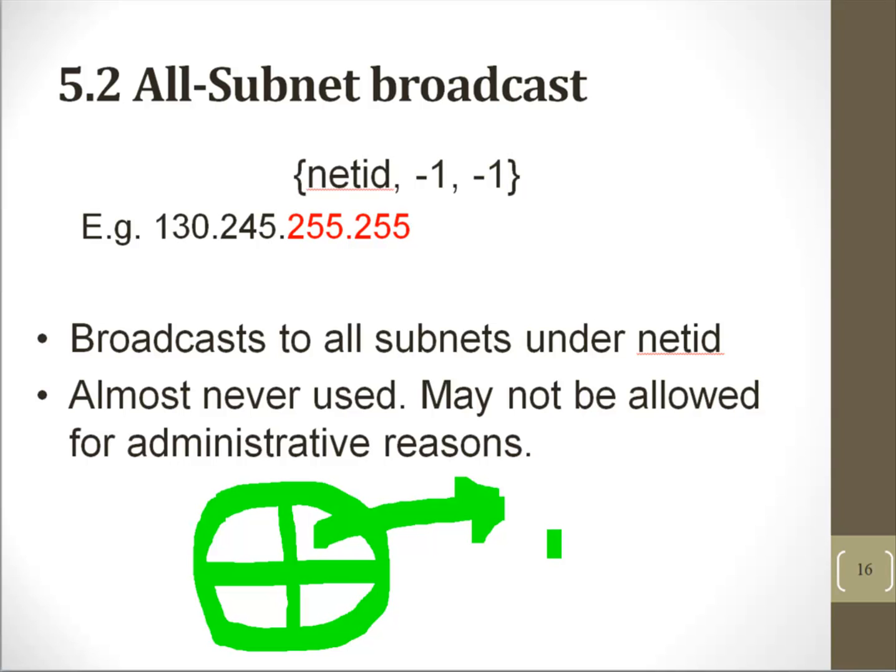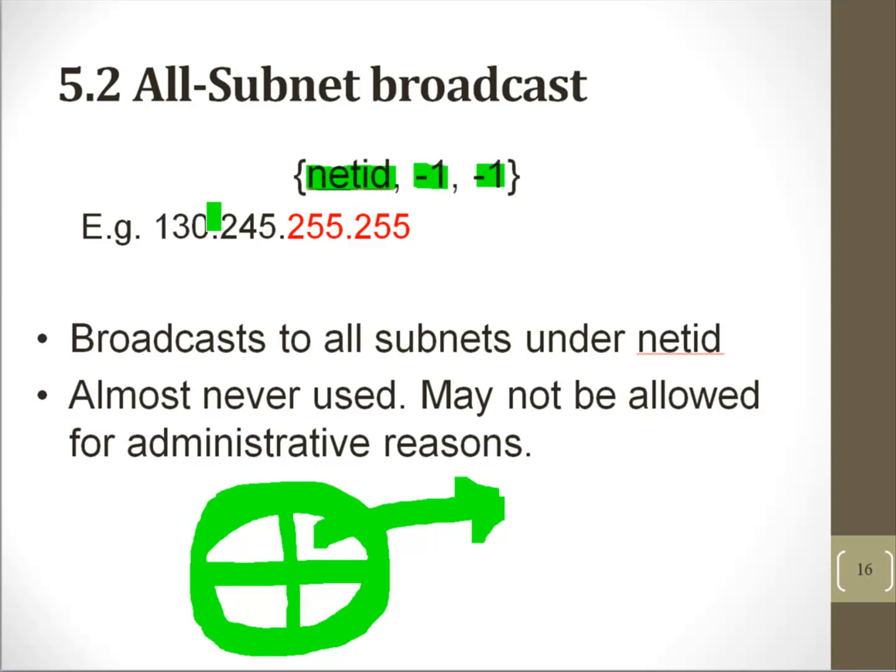Now we are discussing the second type of broadcast address, which is all subnet. That means for all the subnets, we are going to have a common broadcast IP address. So how can we make it? You can see the network ID, this is the first part. Then we have the subnet ID. Then we have the host part.